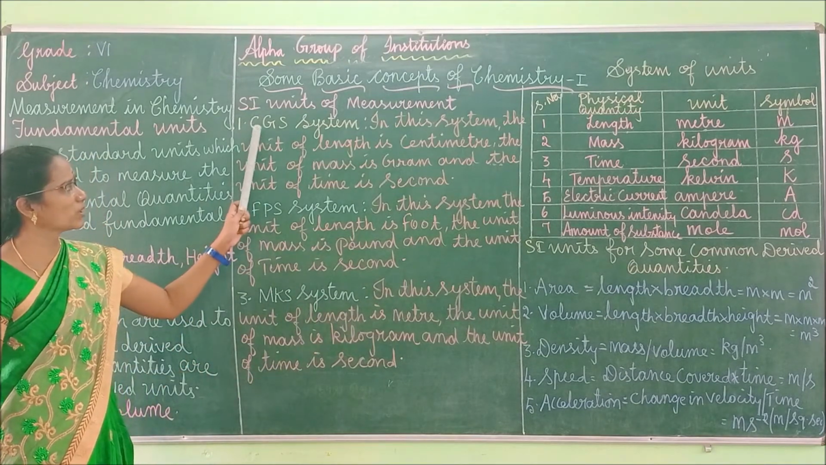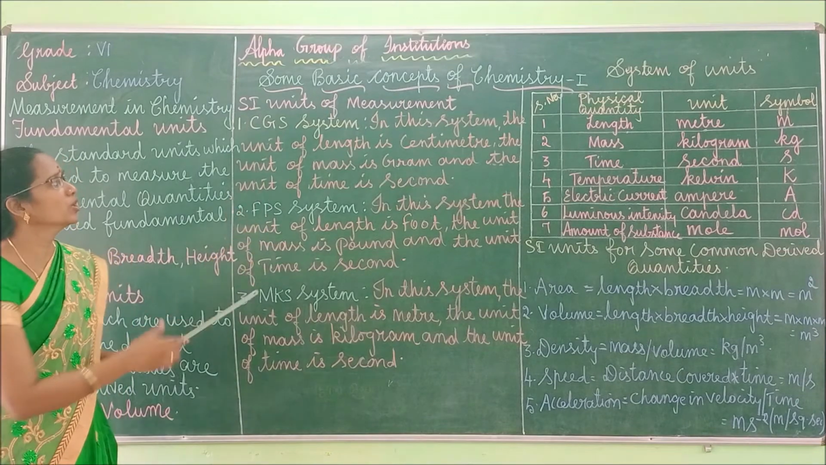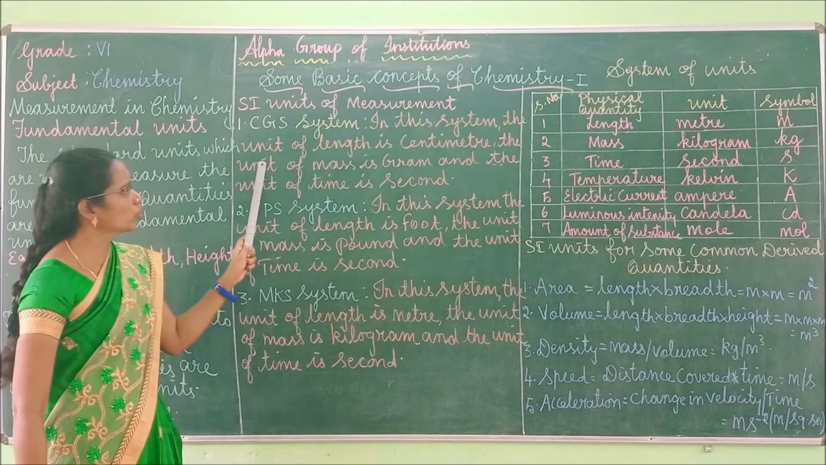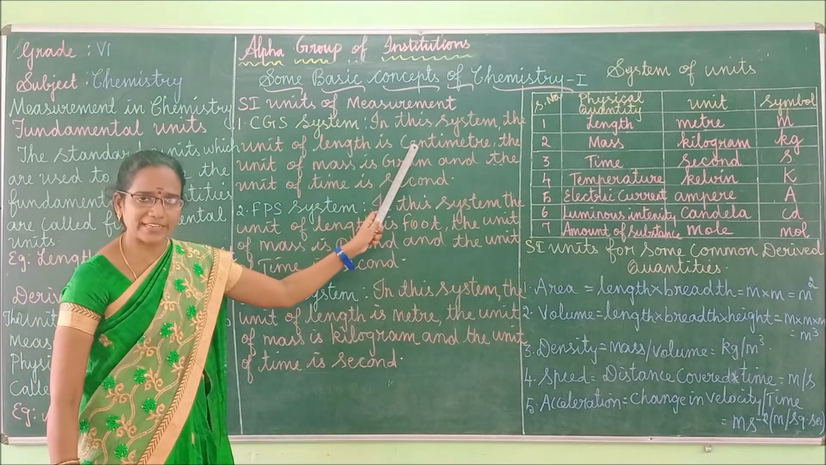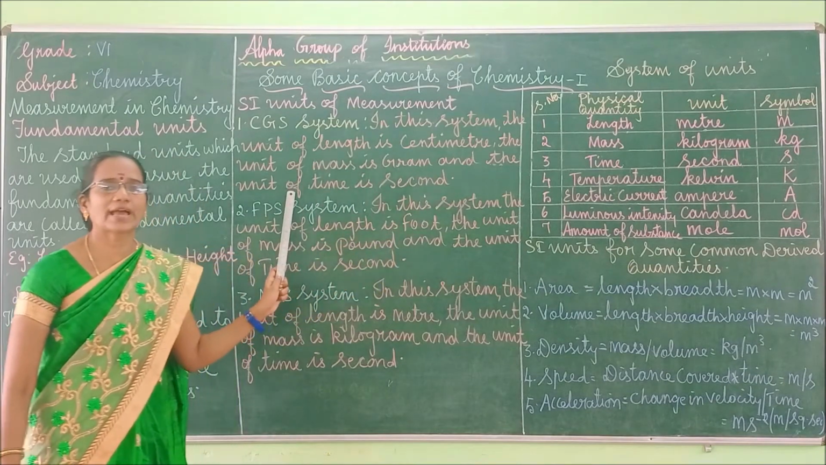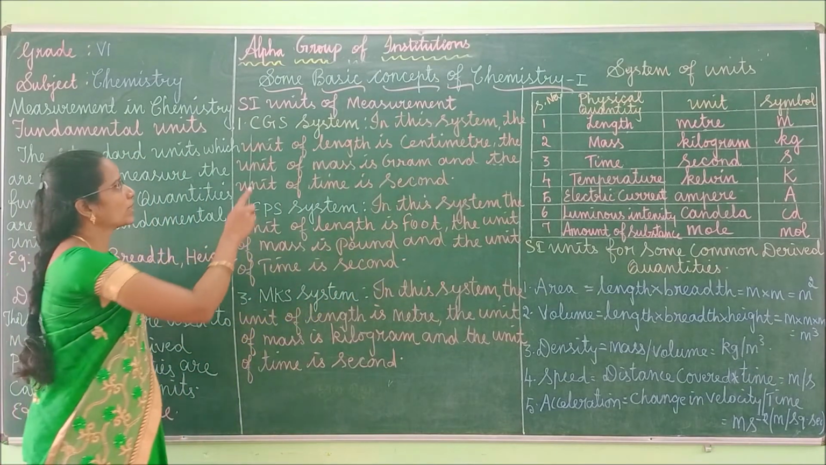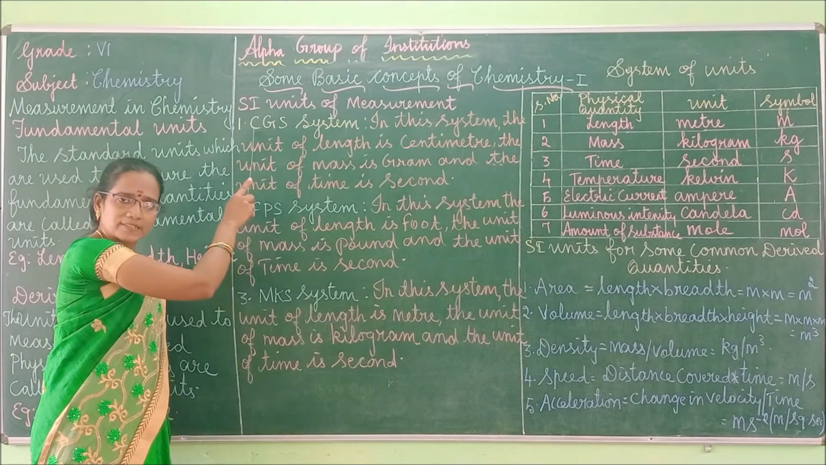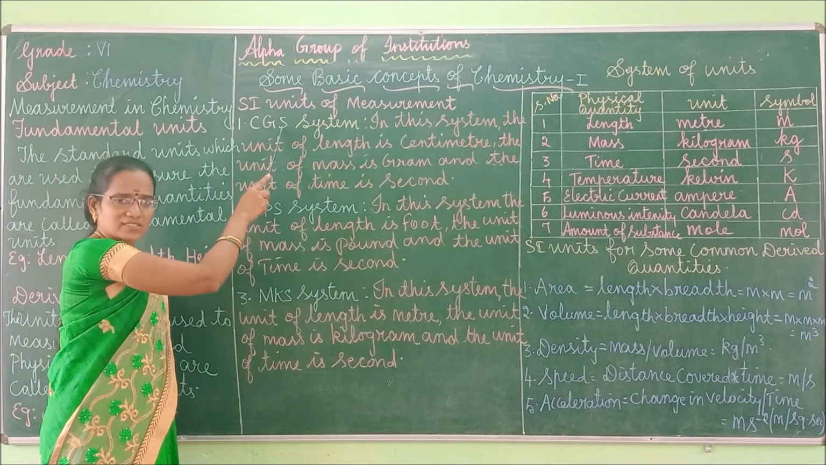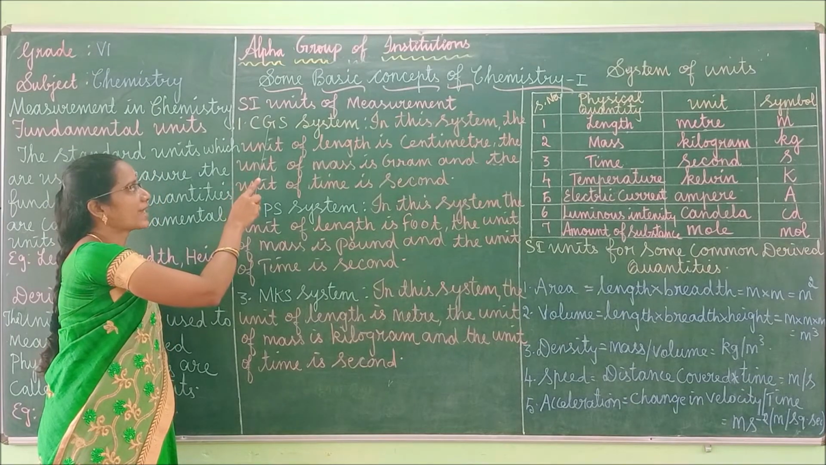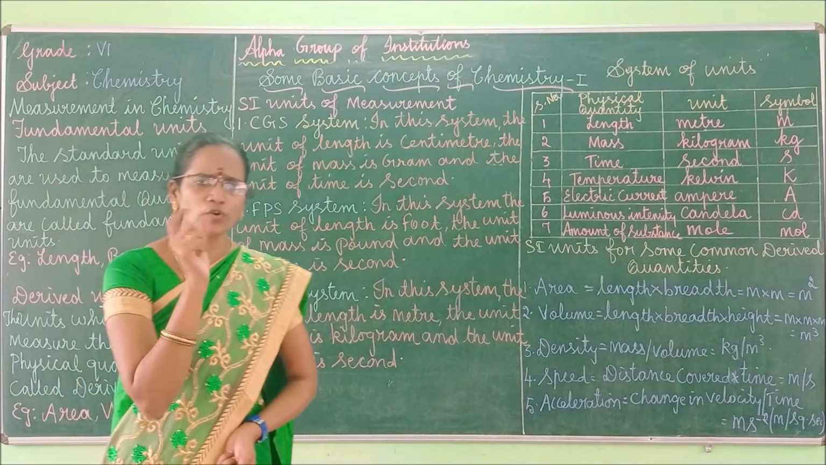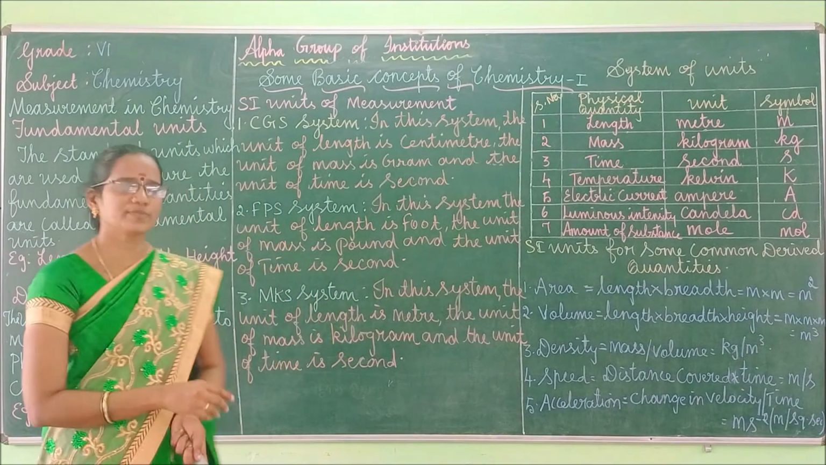Okay. What is C, what is G, what is S? Let me see now. CGS system. Here in this system the unit of length is centimeter, unit of mass is gram and unit of time is second. Now you know what is CGS. C stands for centimeter, G stands for gram and S is second. So CGS system, full form is centimeter, gram, second.